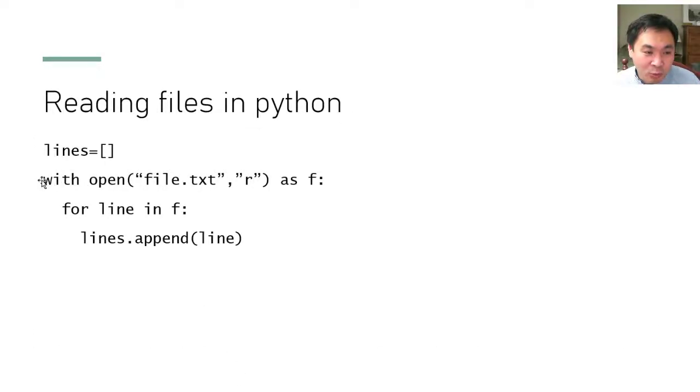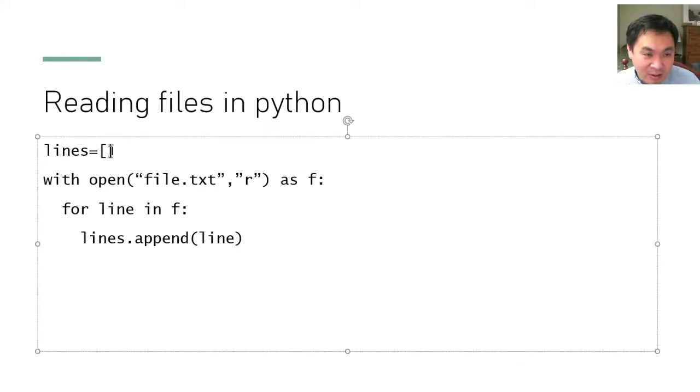What we do is with open, and then you have to put the file name. And R is for reading mode, as F. And what we do is for each line in the file that we opened, lines.append(line) will put each line of this text file into the lines list. It's going to go one by one by one, right?